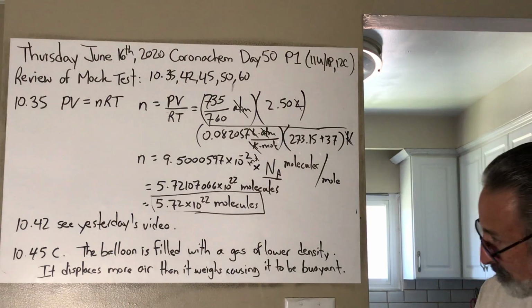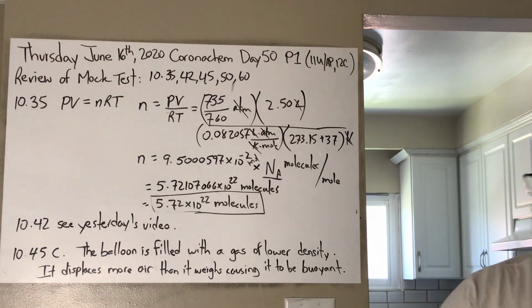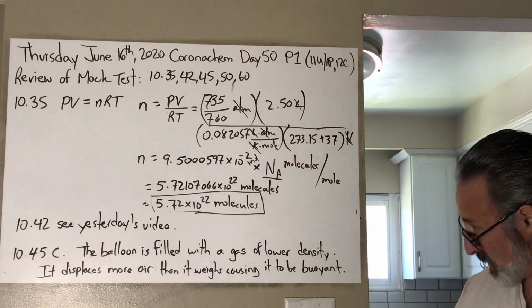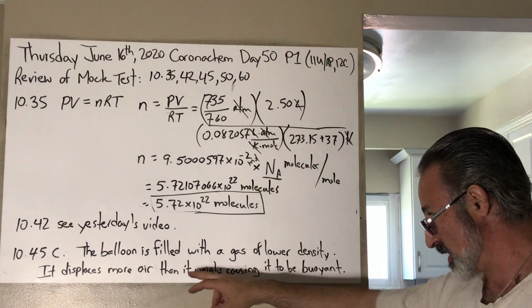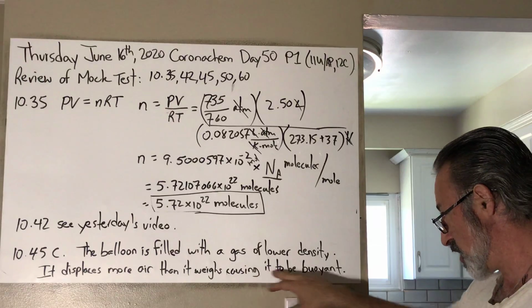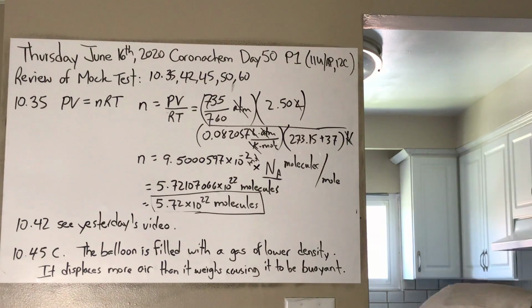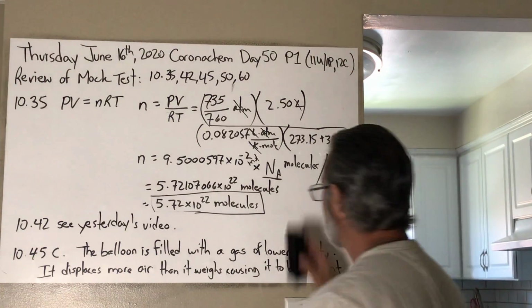Okay, the next question was 45, we did 45. So the answer is C. The balloon is filled with gas of lower density. It displaces more air than it weighs, causing it to be buoyant. The next question is 50.